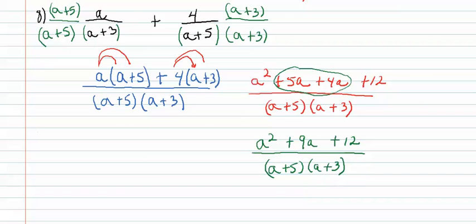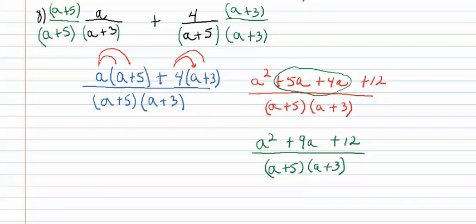Alright, and now I look at the top of my fraction and I ask myself, can that be factored? Could I use the x and do this? And if I think about it, 12 times 1 is 12, add together gives me 13. So is there any two numbers that I can multiply together to give me 12, but add together to give me 9? So I can maybe factor that.